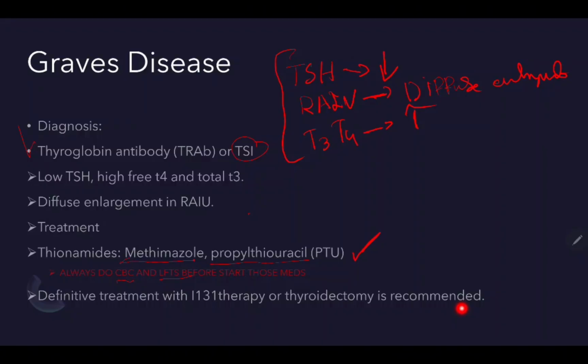In pregnancy, that's another piece of information. In pregnancy, in the first trimester, you don't start methimazole. You start propylthiouracil in the first trimester, and then in the second you will change to methimazole. Okay, because methimazole is teratogenic in the first trimester.